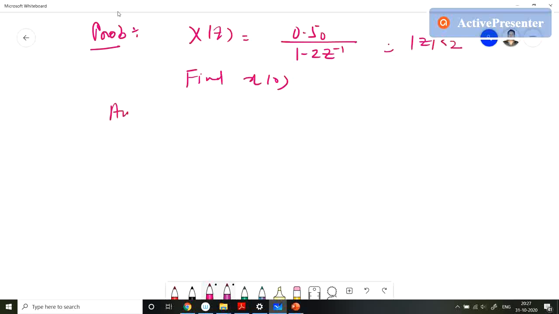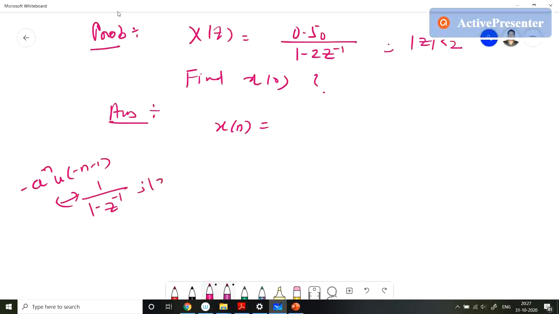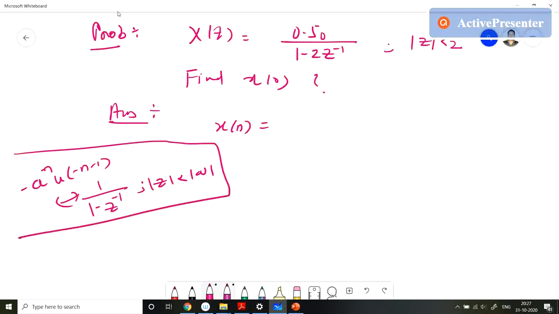So we need to find out the value of x0. Now we can write it as x[n]. Since it is a non-causal sequence, please understand that. So the z transform of minus a raised to the power n u[-n-1] is equal to 1 divided by 1 minus z inverse, and the region of convergence is modulus z is less than modulus a. So this is the inverse z transform of this signal.